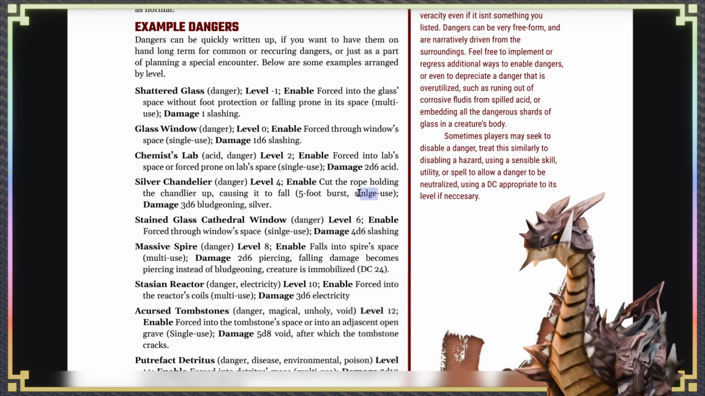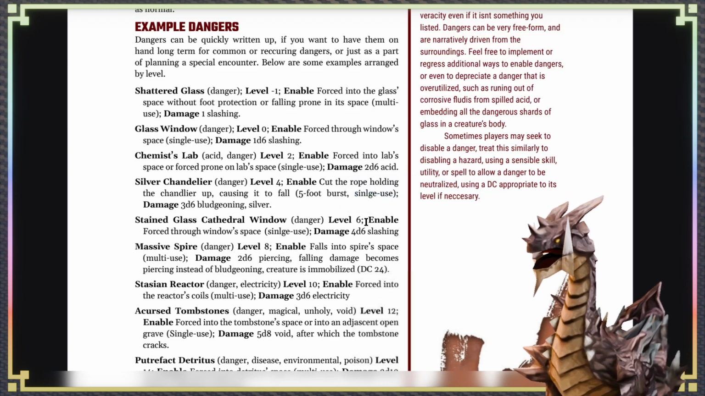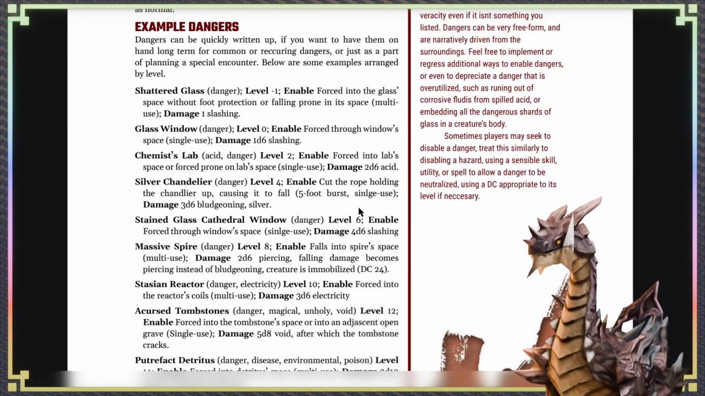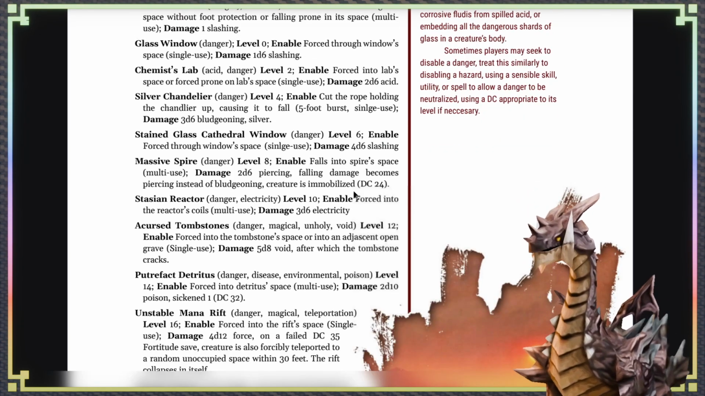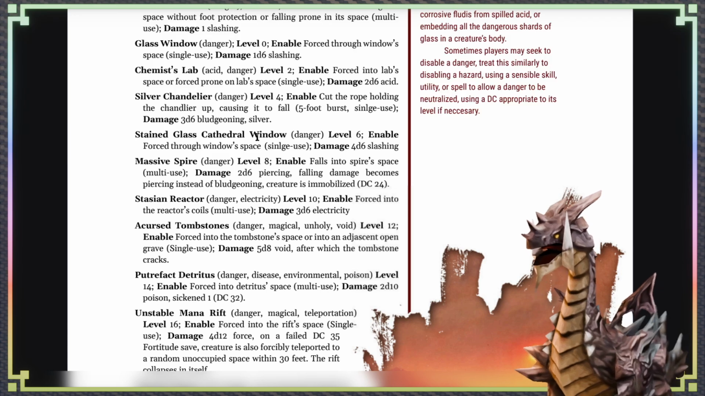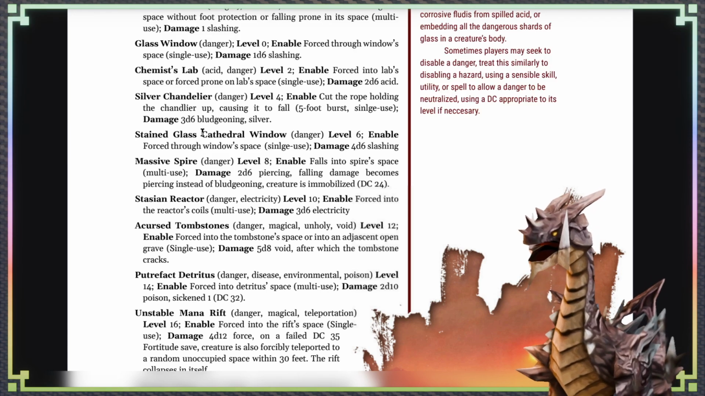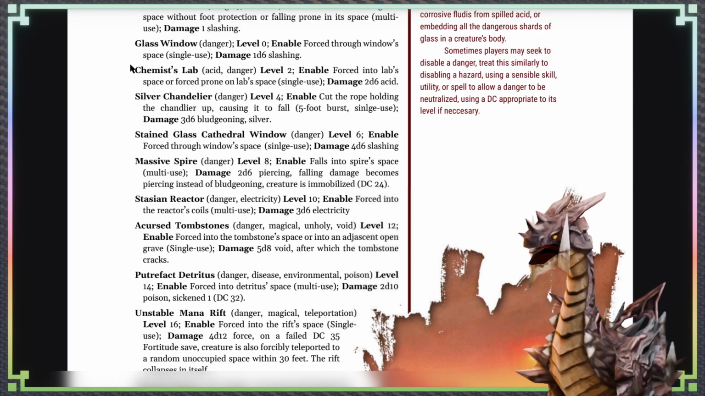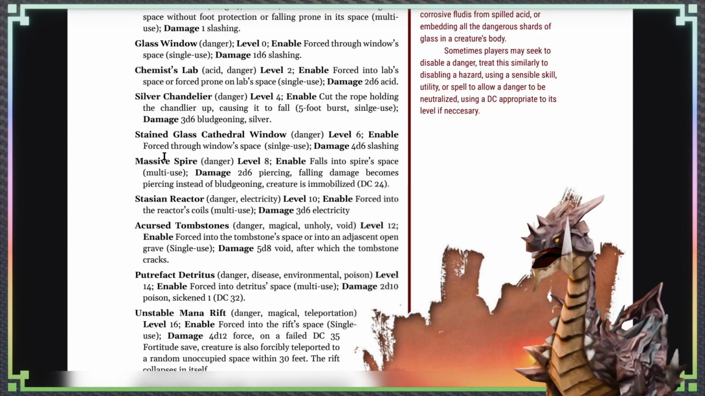And okay, it's supposed to be single use, not synergy use, but I'm sure you'll be able to pick that up. Stained glass cathedral windows, a bigger, badder window, level 6, enabled by force through the window space, and deals 46 slashing damage. It's otherwise just a bigger, badder version of the glass window.